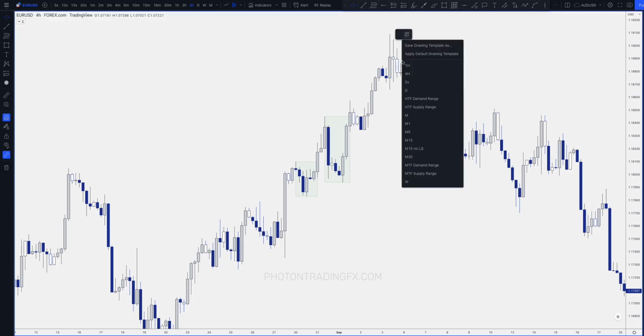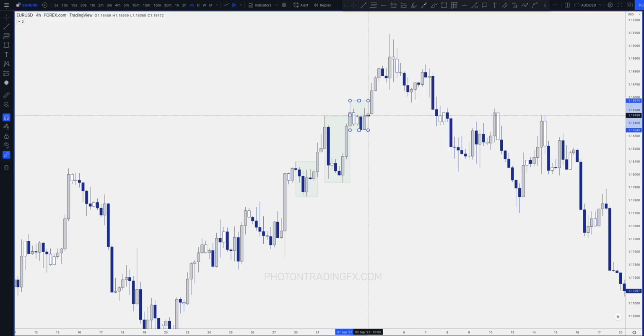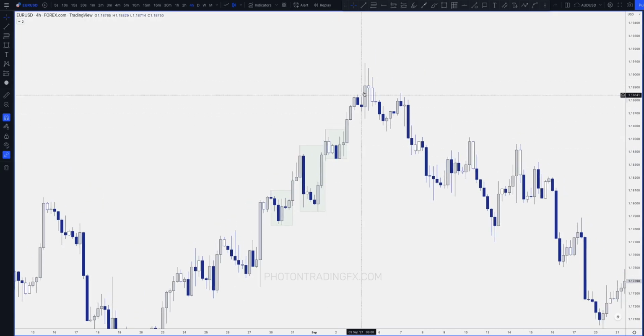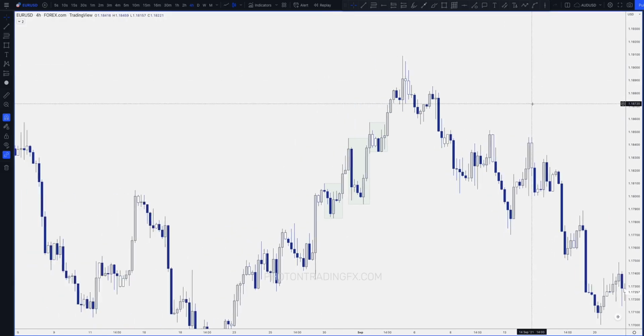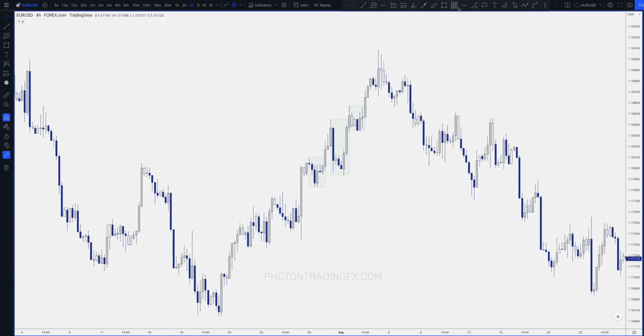So, demand range: draw it from the high to the low, drag it across from where it breaks, and then we get that initiation out. Now, you can obviously have smaller and larger ranges too, and this is where order flow can get a little bit messy. So again, you've got this little range here from the low to high where it breaks out.